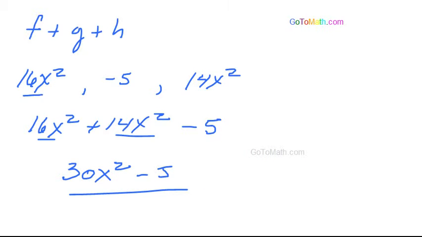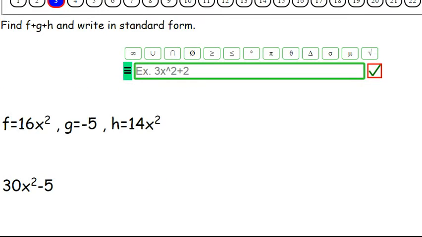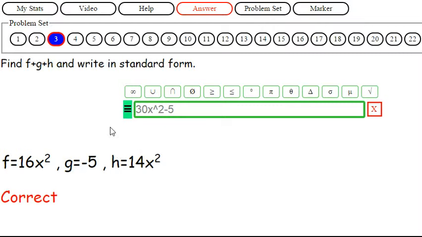That's it. So let's see what happens here. 30x squared minus 5. Let's go ahead and type that in. 30x squared minus 5. Make sure this is all good, correct. Okay.